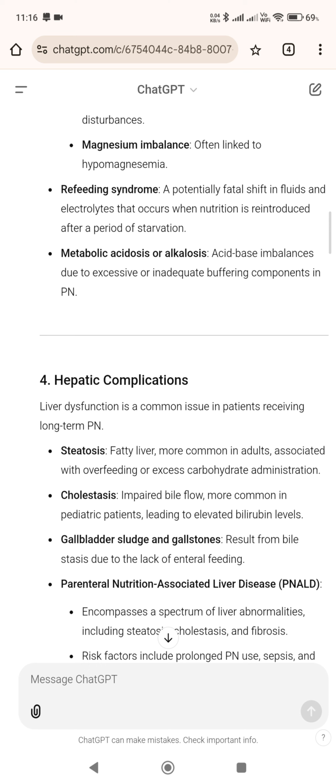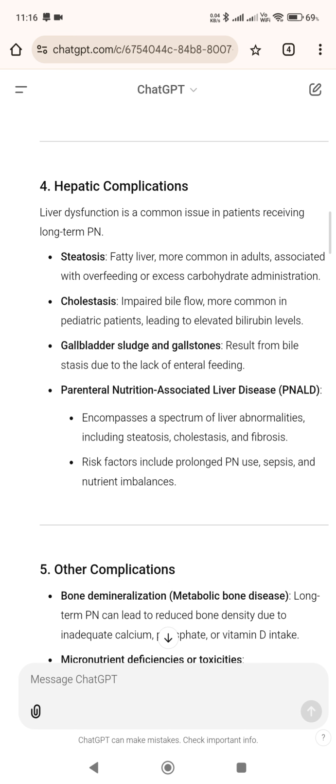Number 4. Hepatic complications. Liver dysfunction is a common issue in patients receiving long-term PN. Steatosis, fatty liver, is more common in adults, associated with overfeeding or excess carbohydrate administration. Cholestasis, impaired bile flow, is more common in pediatric patients, leading to elevated bilirubin levels. Gallbladder sludge and gallstones result from bile stasis due to the lack of enteral feeding.